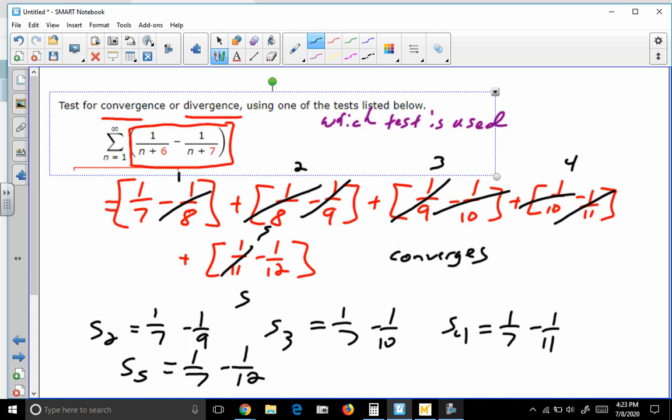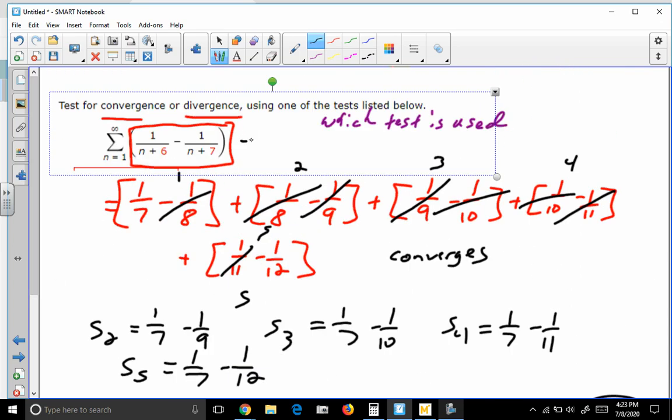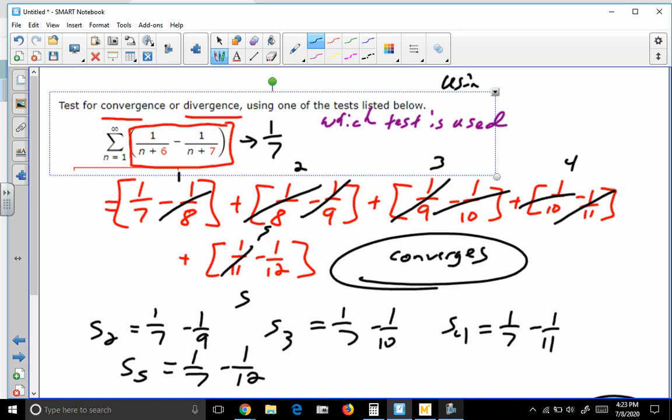Remember, with the telescoping series and the geometric series, we can find out what they actually converge to. If we let our nth partial sum go to infinity, that converges to 1 over 7. And we did that using the telescoping series test.